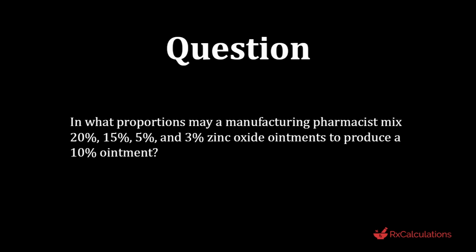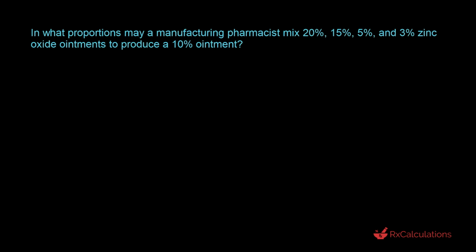Here's a good example to illustrate how to use the alligation method for 4 components with different concentrations. The question says, in what proportions may a manufacturing pharmacist mix 20%, 15%, 5%, and 3% zinc oxide ointments to produce a 10% ointment? So in this question, the desired concentration is 10%, and you're mixing 20, 15, 5, and 3% zinc oxide ointments. Now, it's important to recall that when it comes to the alligation method, your desired concentration must always be between the concentrations that you're mixing.